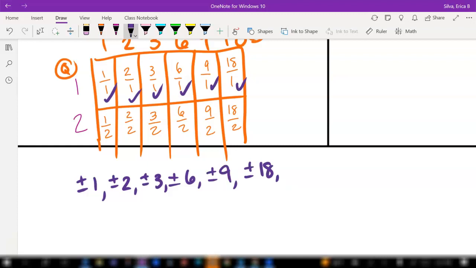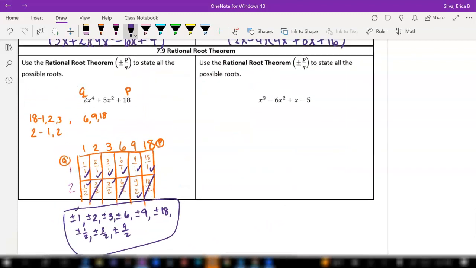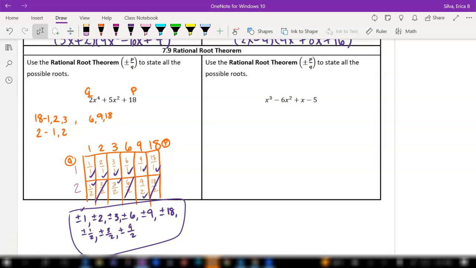1 over 2, plus and minus 1 divided by 2. 2 divided by 2 is 1, and we already have 1, so we don't have to write it over. Then we have plus and minus 3 over 2. This is equal to 3. We already have 3. 9 over 2. And then 18 over 2 is 9, so we don't need that one because we already have 9. So these are all the possible roots or solutions for that function.